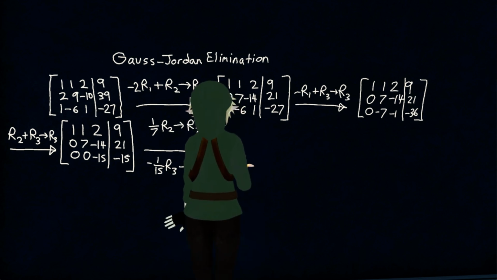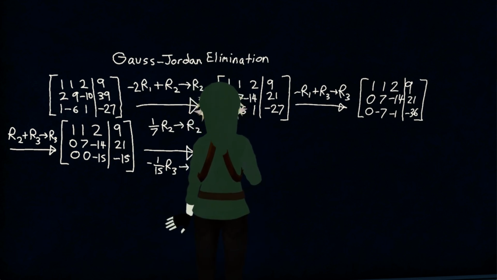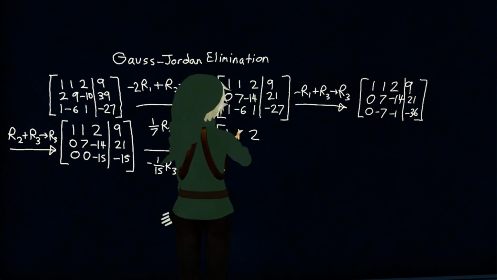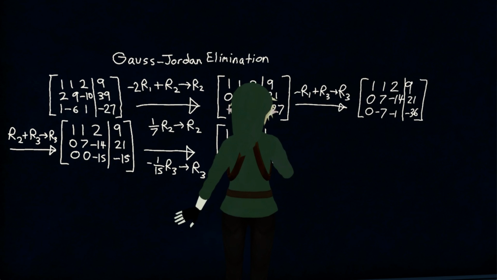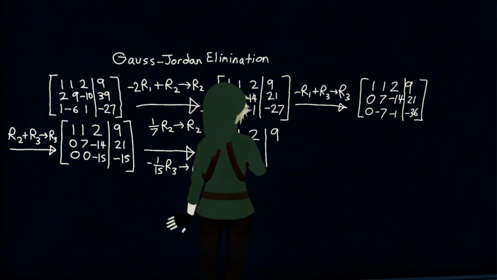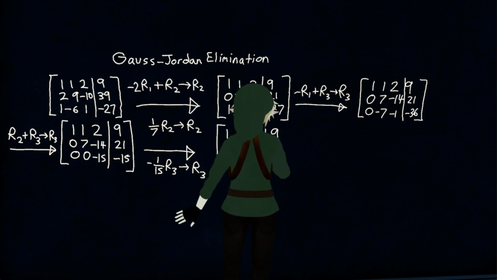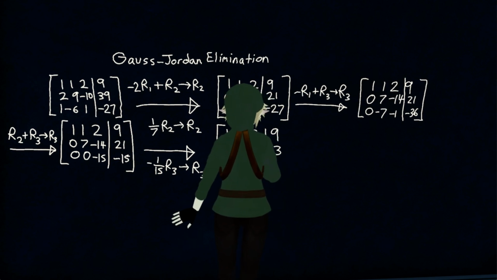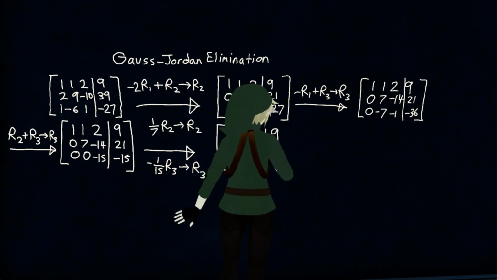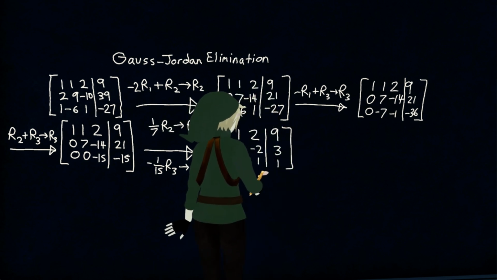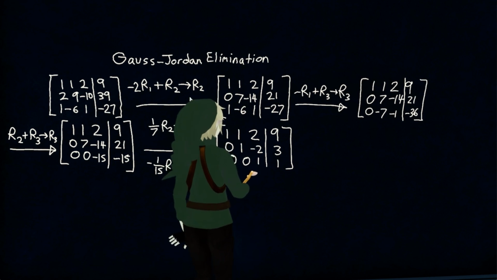God. Okay. So this simplifies to 1, 1, 2. Is this always the first row? Is always the same thing. Wow. 9 here. We have 0, 1, -2, 3, 0, 0, 1, and 1. Okay? Alright, now what? What do we do?